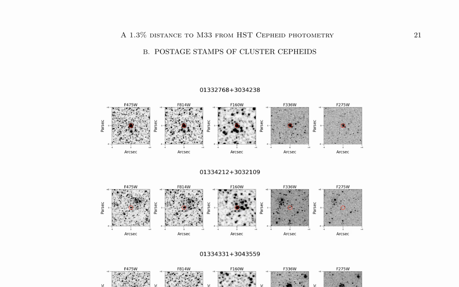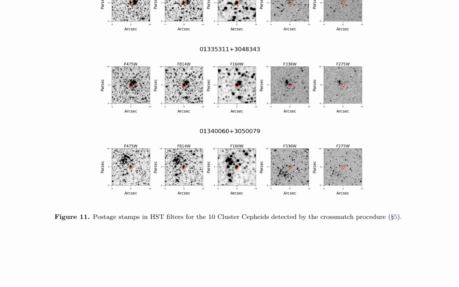The cross-match procedure, outlined in Section 5, involves combining data from multiple sources to identify Cepheid candidates. The authors then apply a rigorous selection process to isolate the most reliable candidates, resulting in the 10 cluster Cepheids presented in figures 11 and 12.